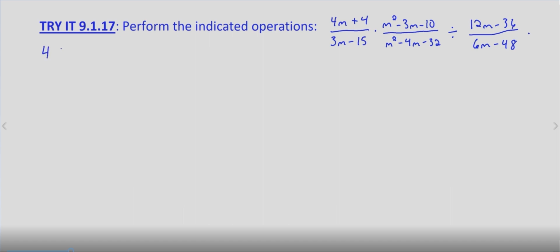So 4 times m plus 1. 3m minus 15, well, that has a common factor of 3. 3 times m minus 5, times m squared minus 3m minus 10. Since the leading coefficient is 1, what two values multiply to negative 10 and add to negative 3? Well, 5 times 2 is 10, and if we make the 5 the subtraction, that will give us a negative 3m. m squared plus 2m minus 5m is minus 3m, and then minus 10.